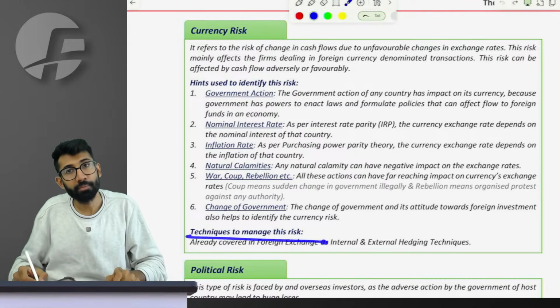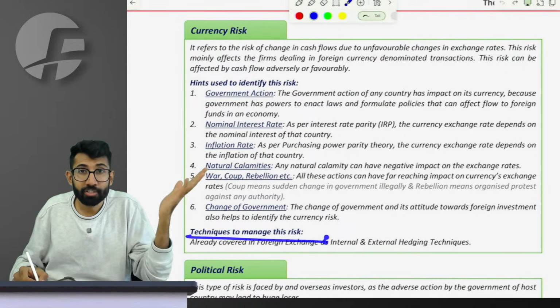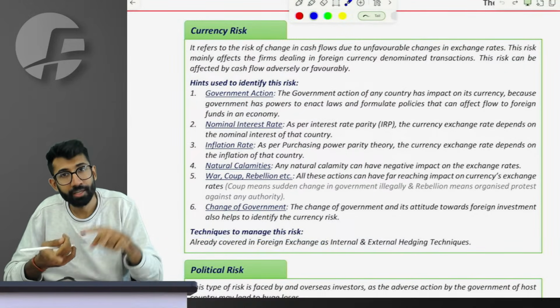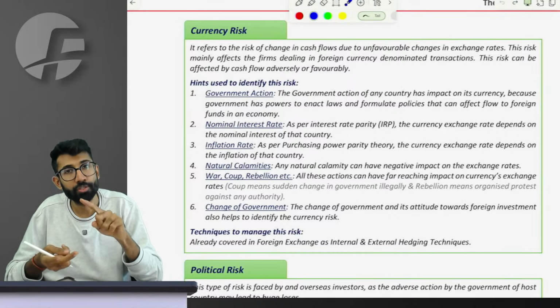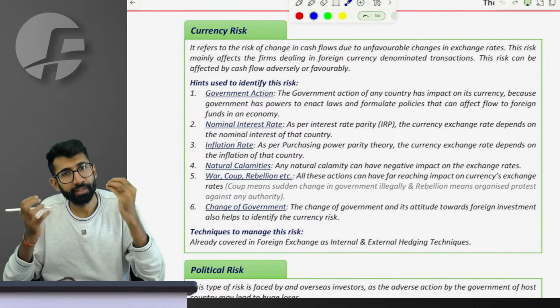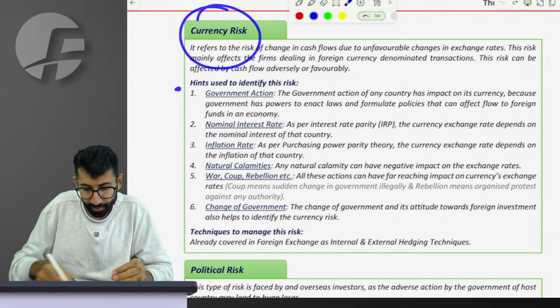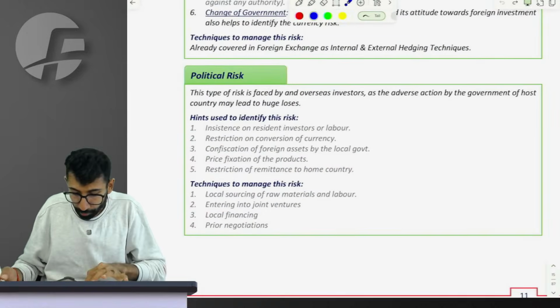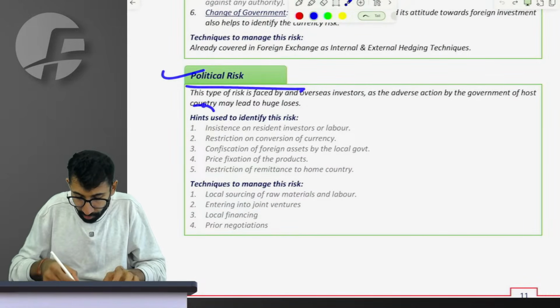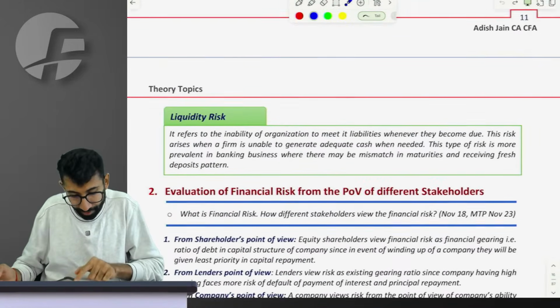How do I manage them? Foreign exchange, the entire chapter: money market hedging, currency option, currency futures, forward hedging, leading, lagging, different types of techniques of currency risk hedging we have done. Political risk, theoretical in nature. On a lighter note, you will have to read it on your own.